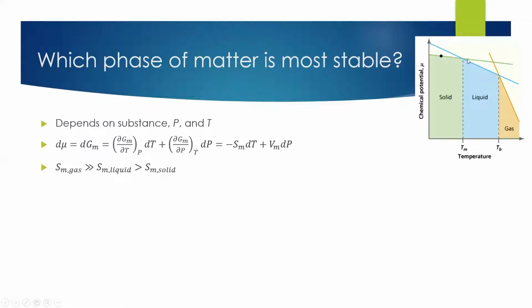Once we increase past the melting temperature, but not yet to the boiling temperature, the liquid has the lowest chemical potential, meaning the liquid is favored. Once we increase above the boiling temperature, the gas has the lowest chemical potential and the gas is favored. We can have some situations where we are outside of equilibrium and we can have supercooled or superheated liquids or solids, where we are in regions that are above this.